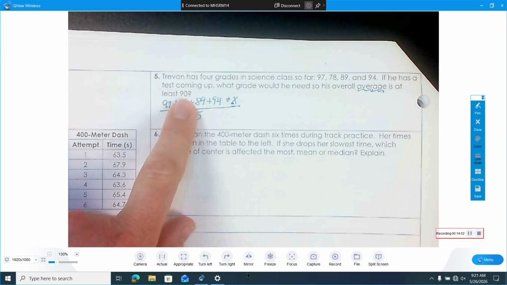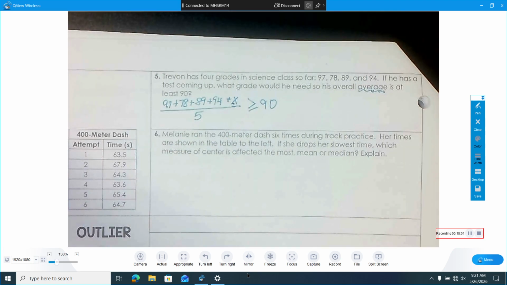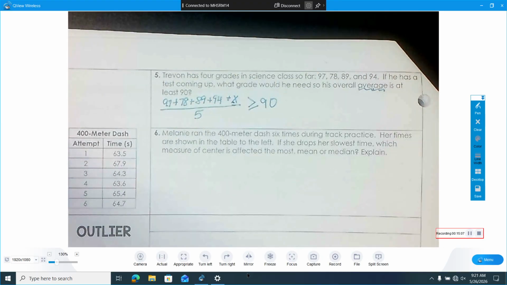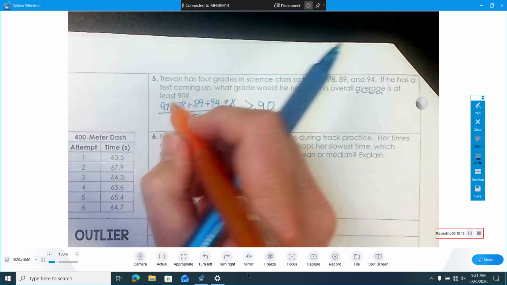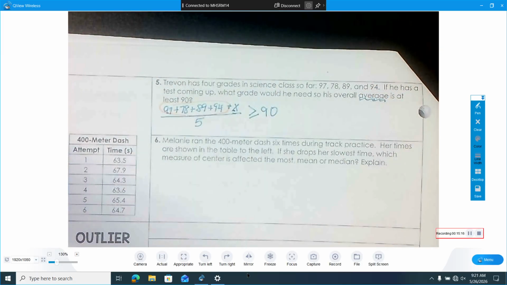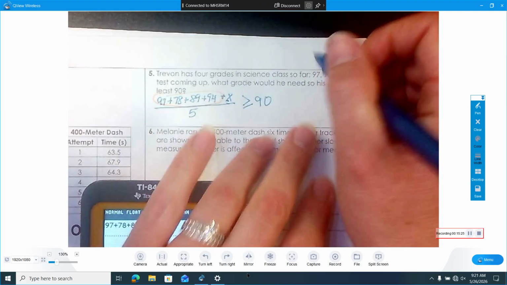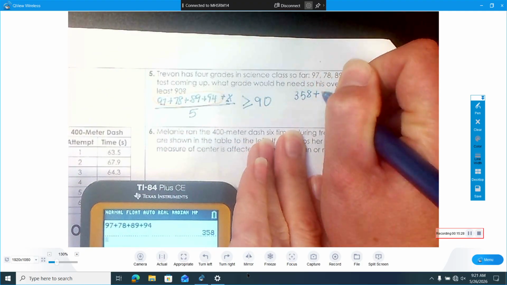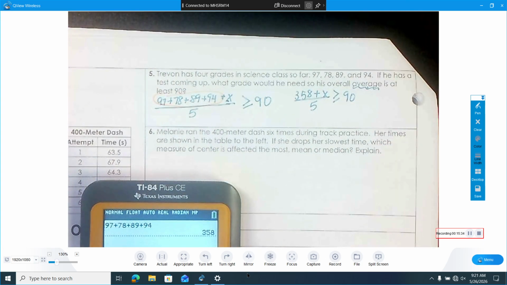At least 90 means at the lowest it's 90, but if that's greater than or equal to 90, that would be very, very good. So in order to figure out what his next test needs to be, we can solve this little equation. Let's see, I'm going to clean this up. I can add these up, 97 plus 78 plus 89 plus 94. So that becomes 358 plus x divided by 5 needs to be greater than or equal to 90.